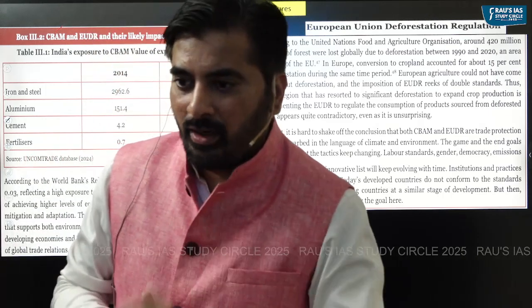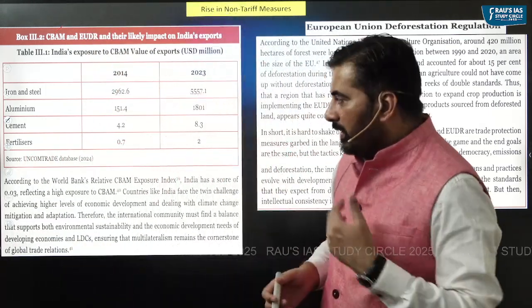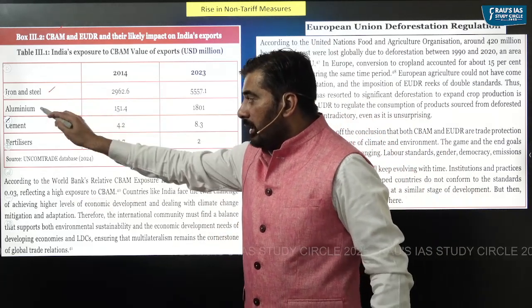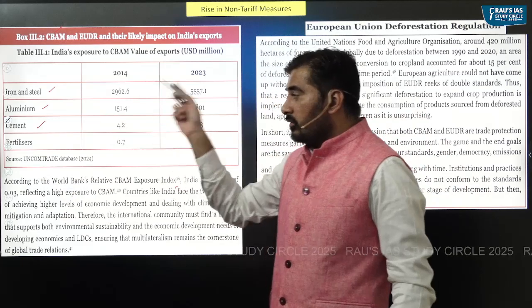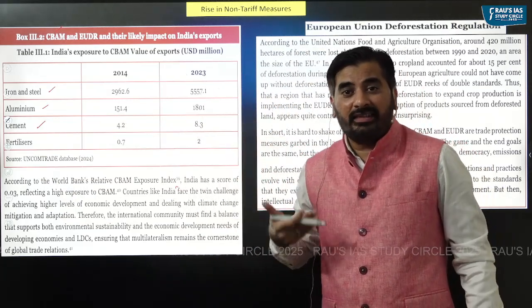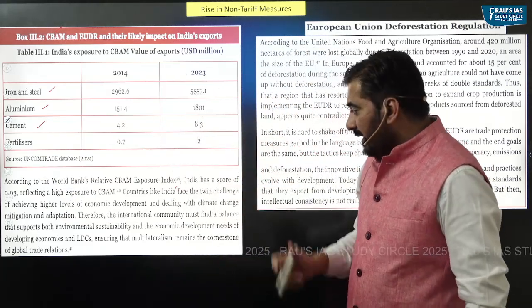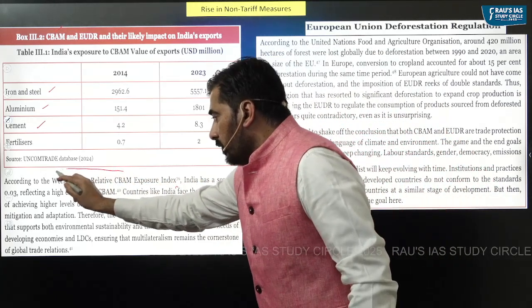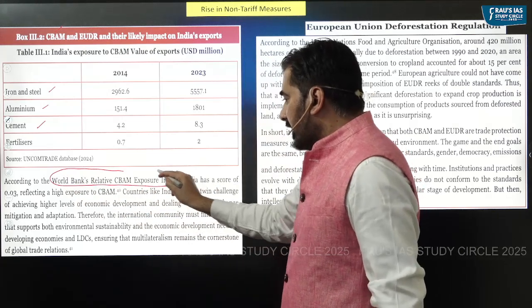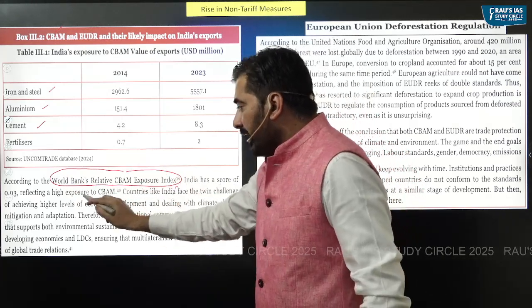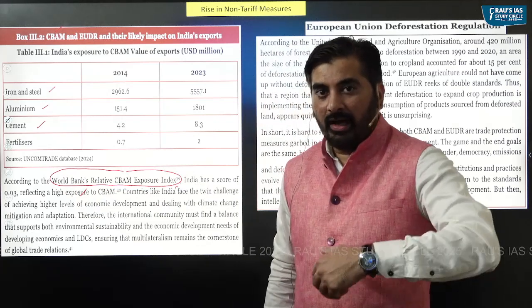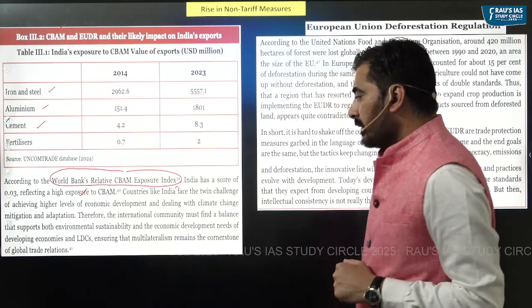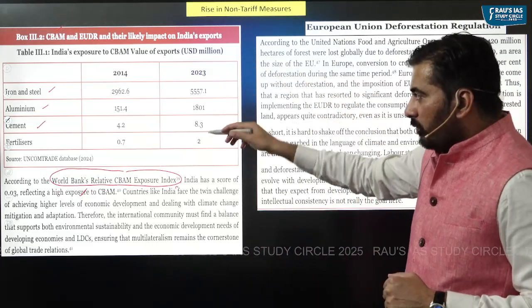Apart from that, the Economic Survey has highlighted that India's exports of iron and steel, aluminum, cement, and fertilizers to the EU are going to be adversely affected. For example, as you can see, according to the World Bank's CBAM exposure index, India has a high score, which means it has a high exposure to the Carbon Border Adjustment Mechanism. So this is one problem.